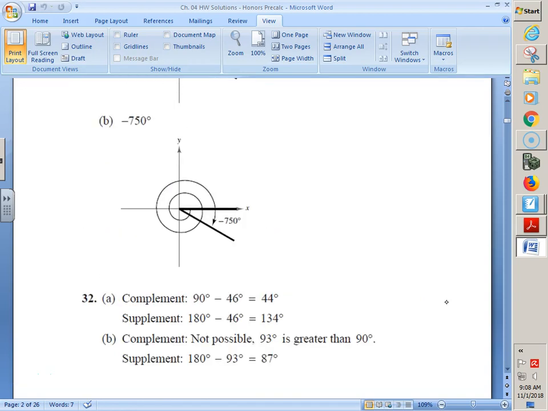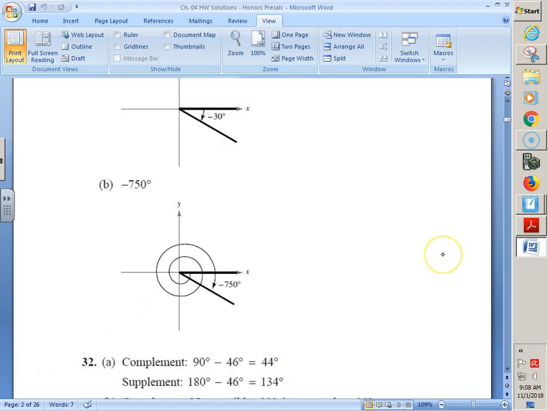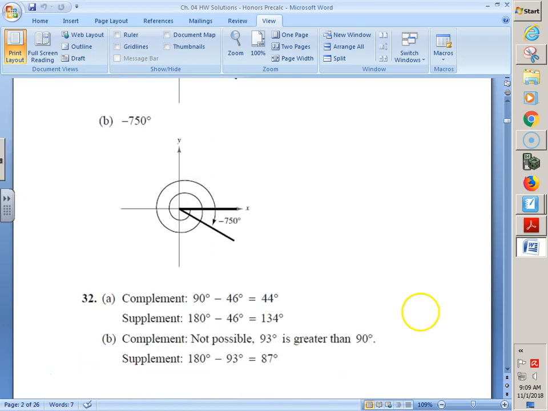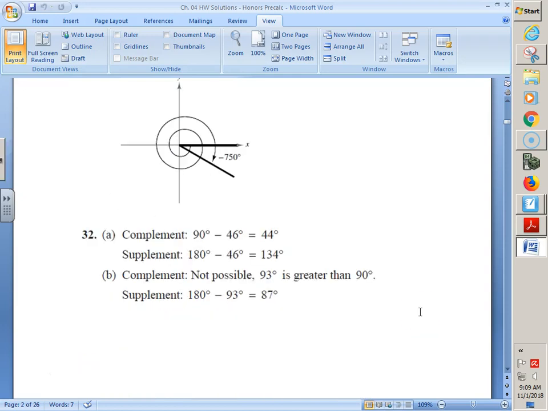Wait, how do you know it would land in the exact same spot? What did you guys have to think about with negative 750? Yeah, every full circle is a 360, right? So negative 360, another 360 would be negative 720, and then how much more did you have to go? Another negative 30. Yeah, exactly. Robbie was going for it.